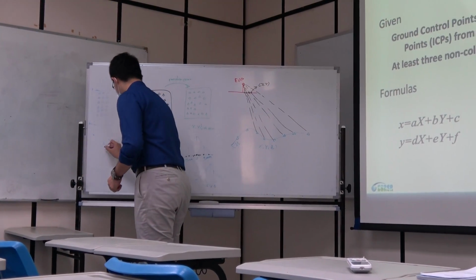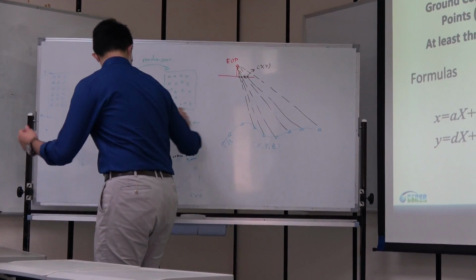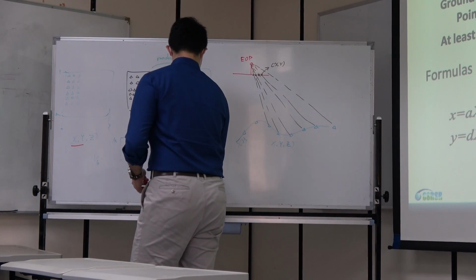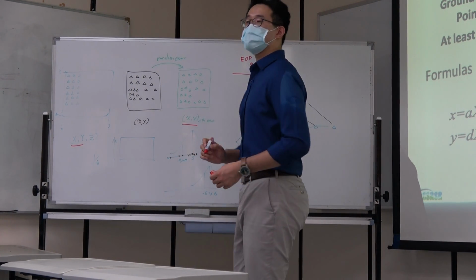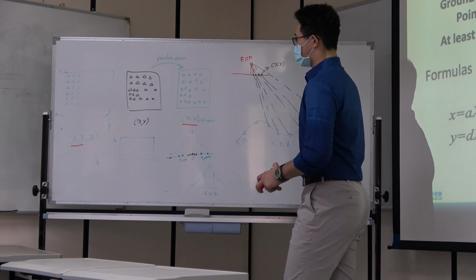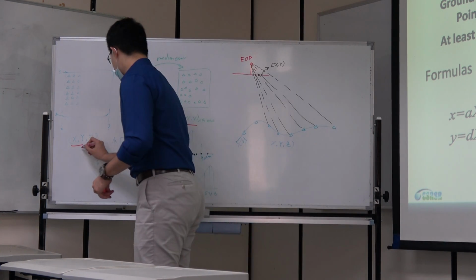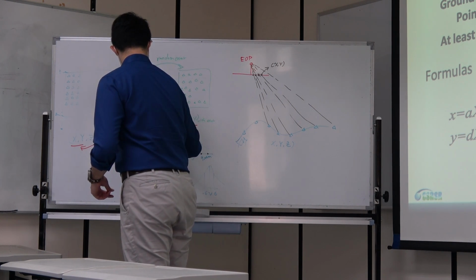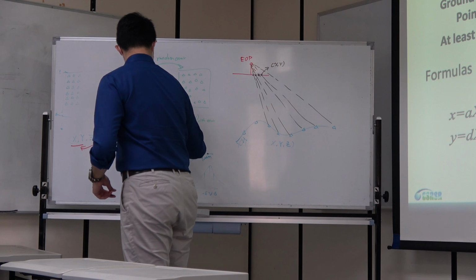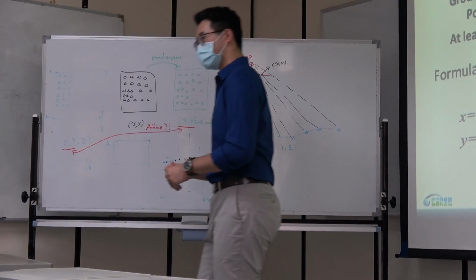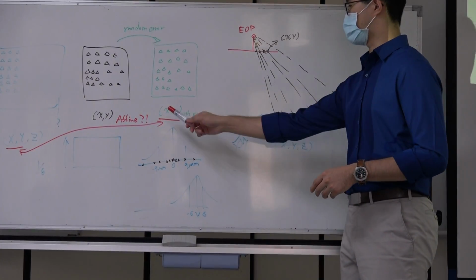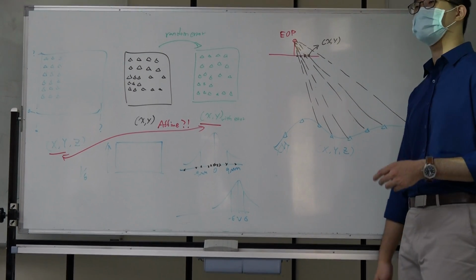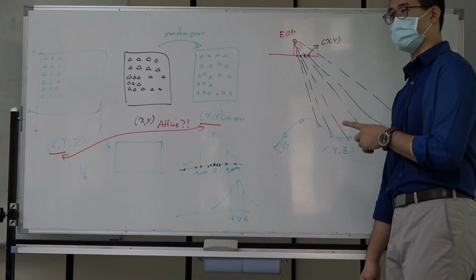Between this and this. This and this. You want to see if we can use affine transformation to describe the relationship. If we can use affine to describe their relationship. Okay. So that's what we are going to try.